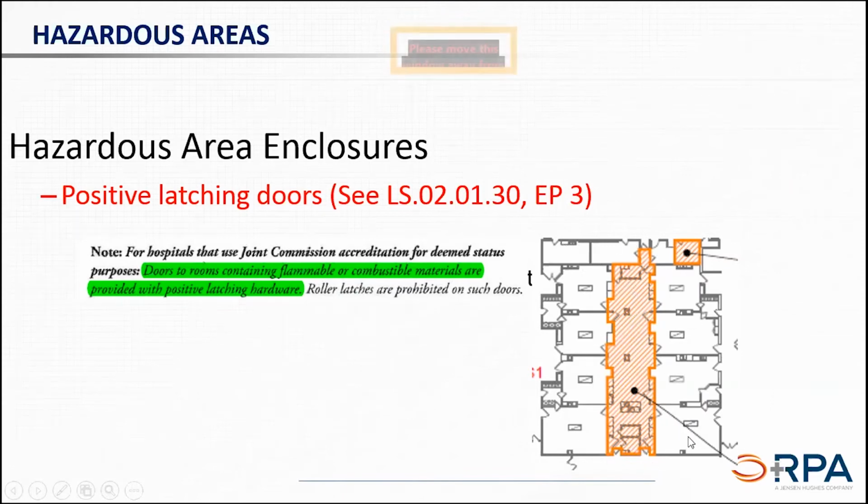Here's an example of that. The ORs are on the outside here of this particular organization. And in the middle, they have a hazardous area because what's stored in here are all the sterile supplies. Well, if that's the case, these doors would have to positively latch under this new section, this new note under EP3. So again, having accurate life safety drawings, know what you're holding your facility to, so you can accurately assess it is greatly important.